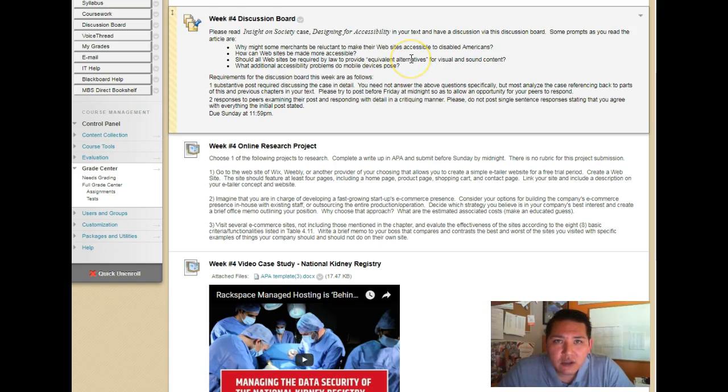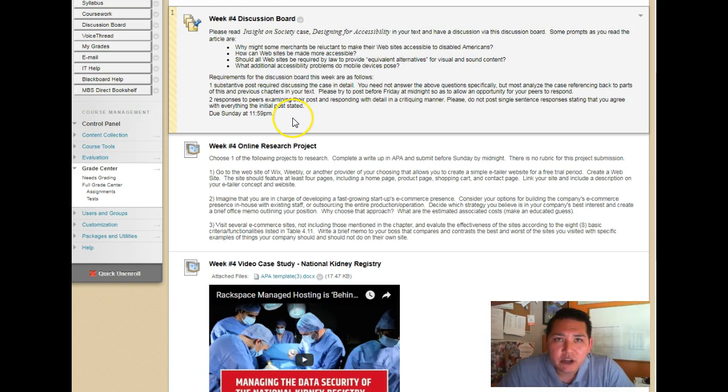So as you read through the case with those questions in mind, I want you to have an initial post and then 2 responses. So I want 1 substantive initial post. You don't need to answer the questions above, but it's definitely a great starting point for discussion. But analyze the case, referencing back to parts of this chapter and previous chapters in your text. Please try to post this initial post before Friday at midnight, just to give your peers an opportunity to respond. And then the second part is just 2 responses.